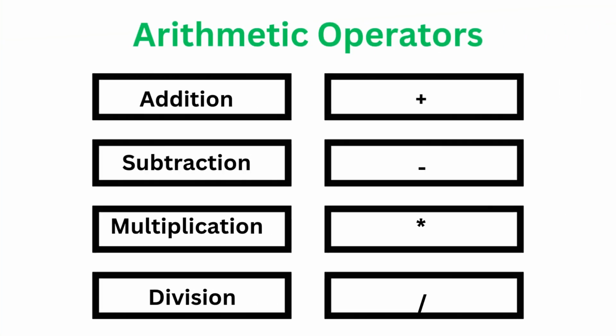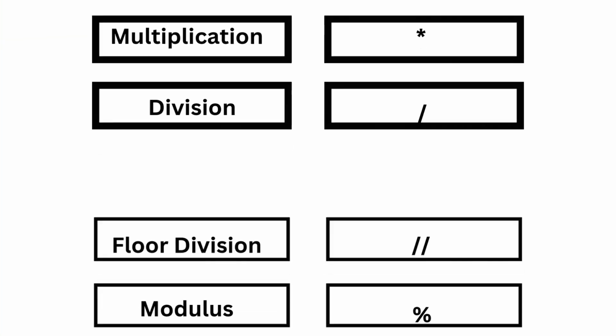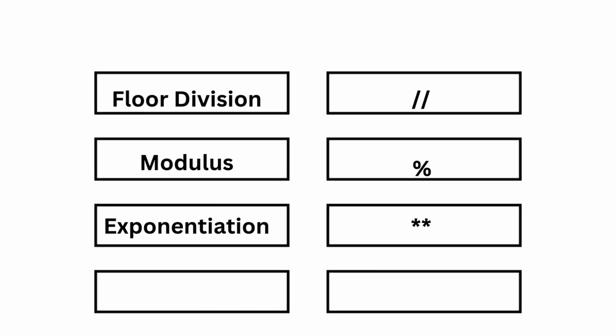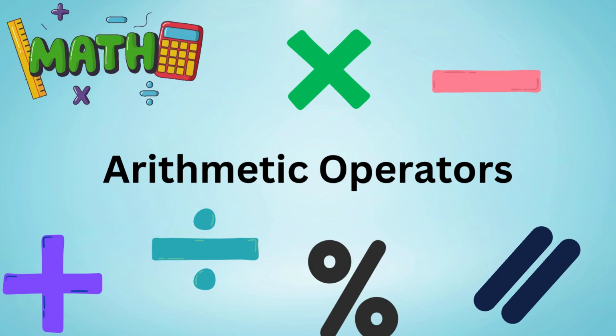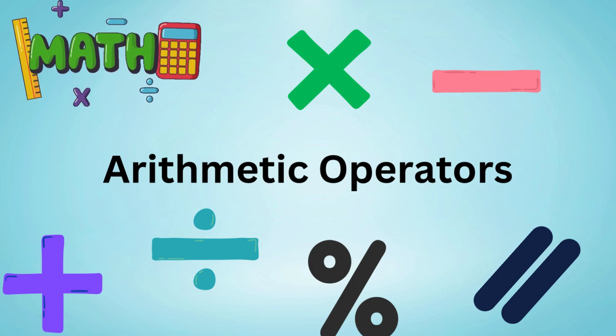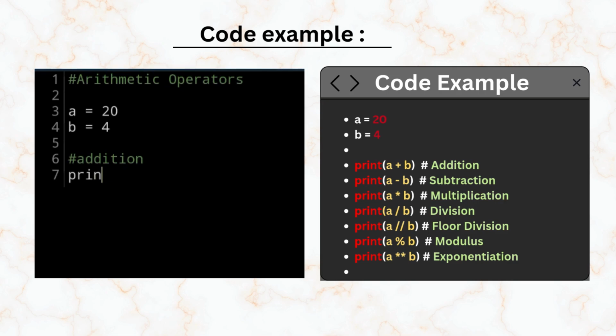We have addition, subtraction, multiplication, division, floor division, modulus, and exponentiation. These are the most basic operators used for performing mathematical calculations in Python. Let's write a few lines of code to see each one in action.